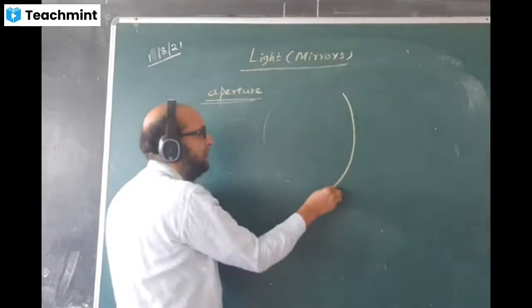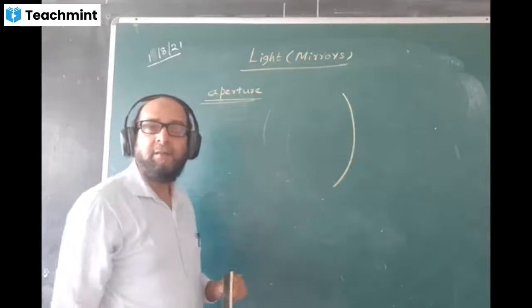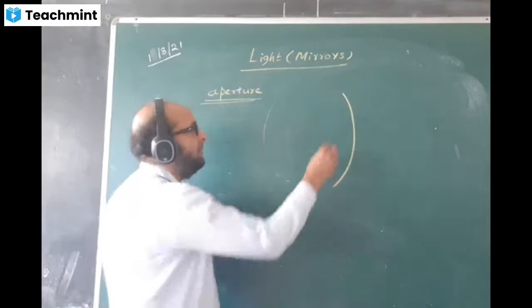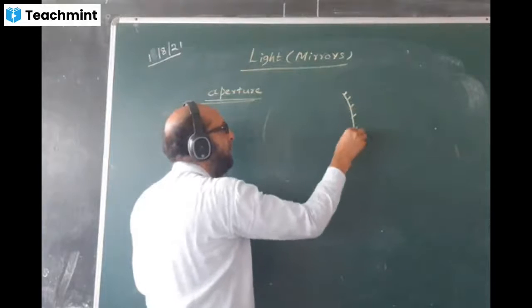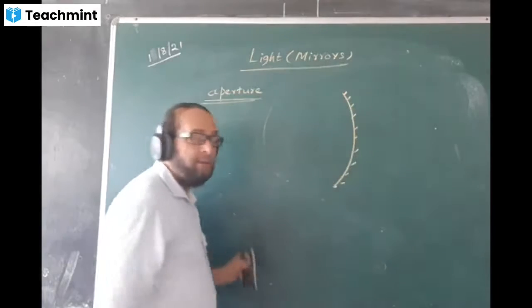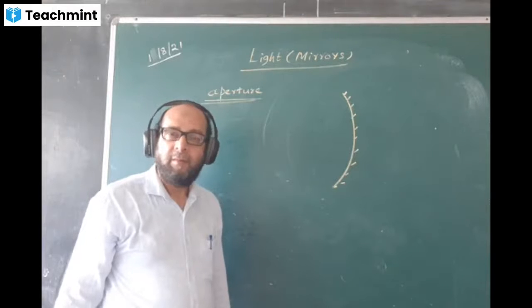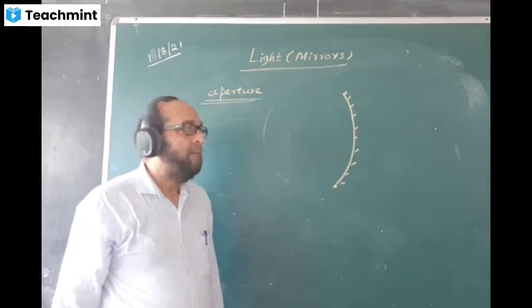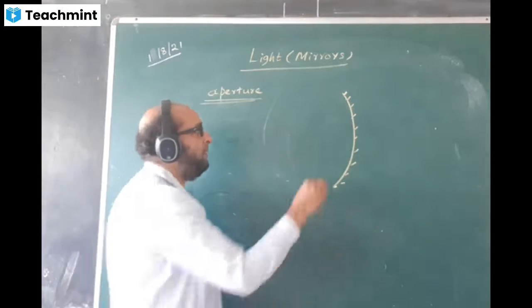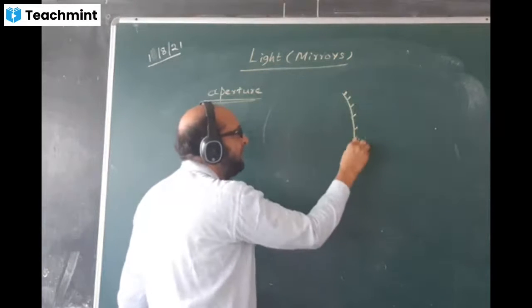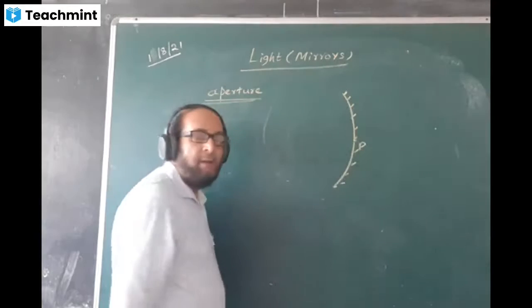If I draw it like this, tell me what mirror this is. No, it's not a mirror. Very good, now I'll polish it. What mirror is this? The concave mirror. Where will P be? P will be here, the midpoint of the aperture. This entire thing is the aperture. I'll mark P over here, the midpoint.